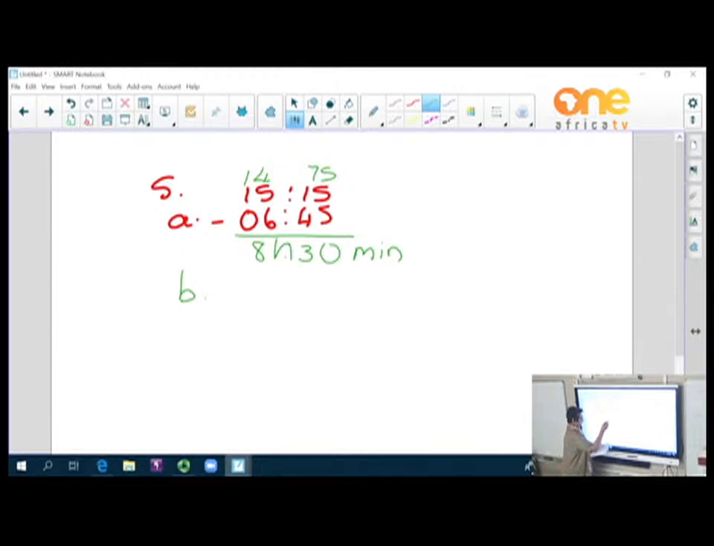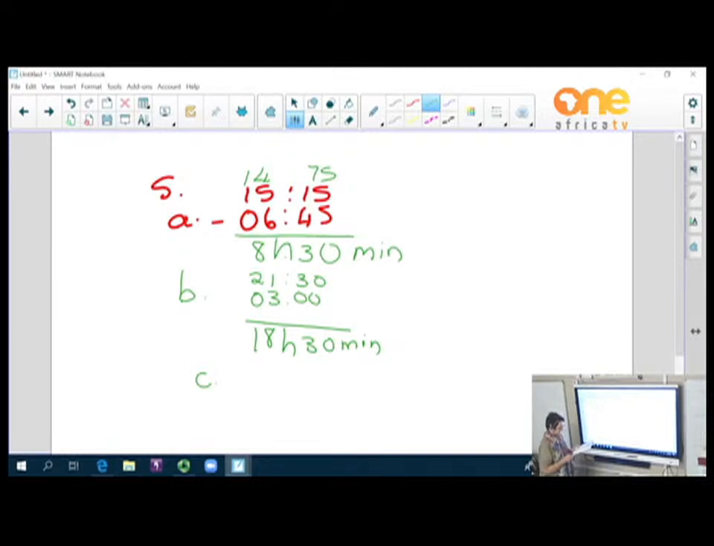Janet left Keetmanshoop at 3 a.m. and arrived in Katima at 9:30 p.m. So we add for 9:30 plus 12, so it's 21:30 that she arrives in Katima Mulilo. How long did it take her? So this is then 30 minutes and 18 hours.